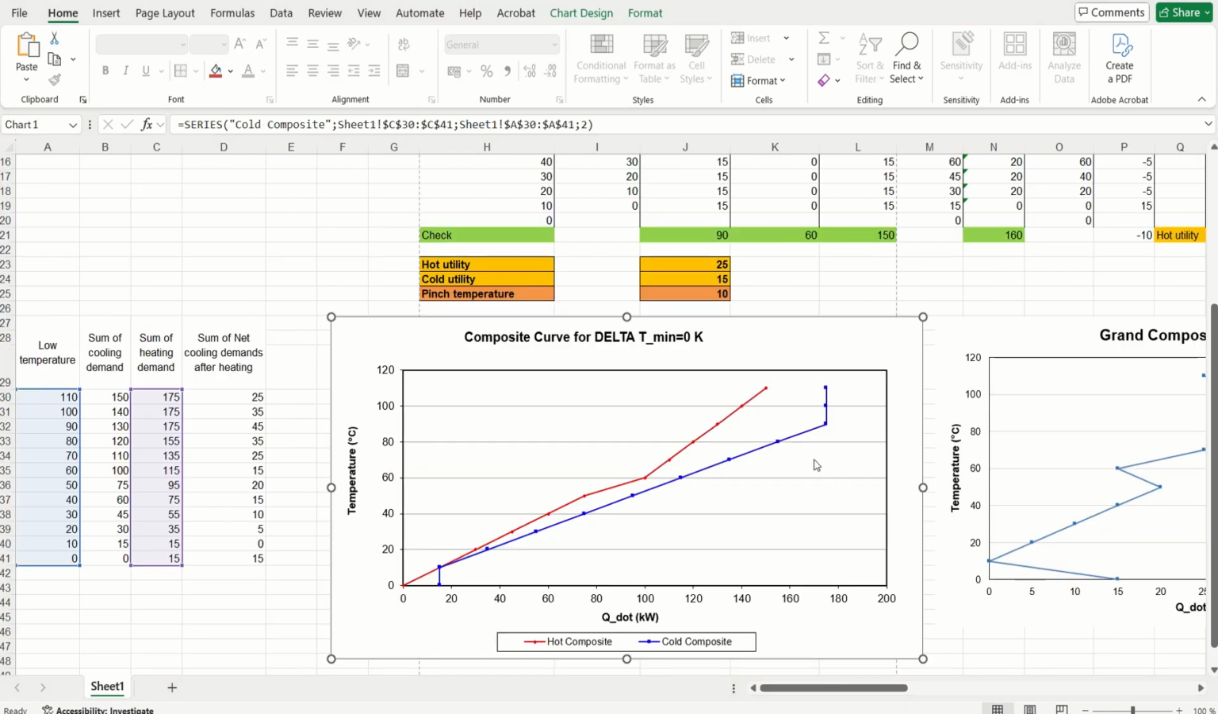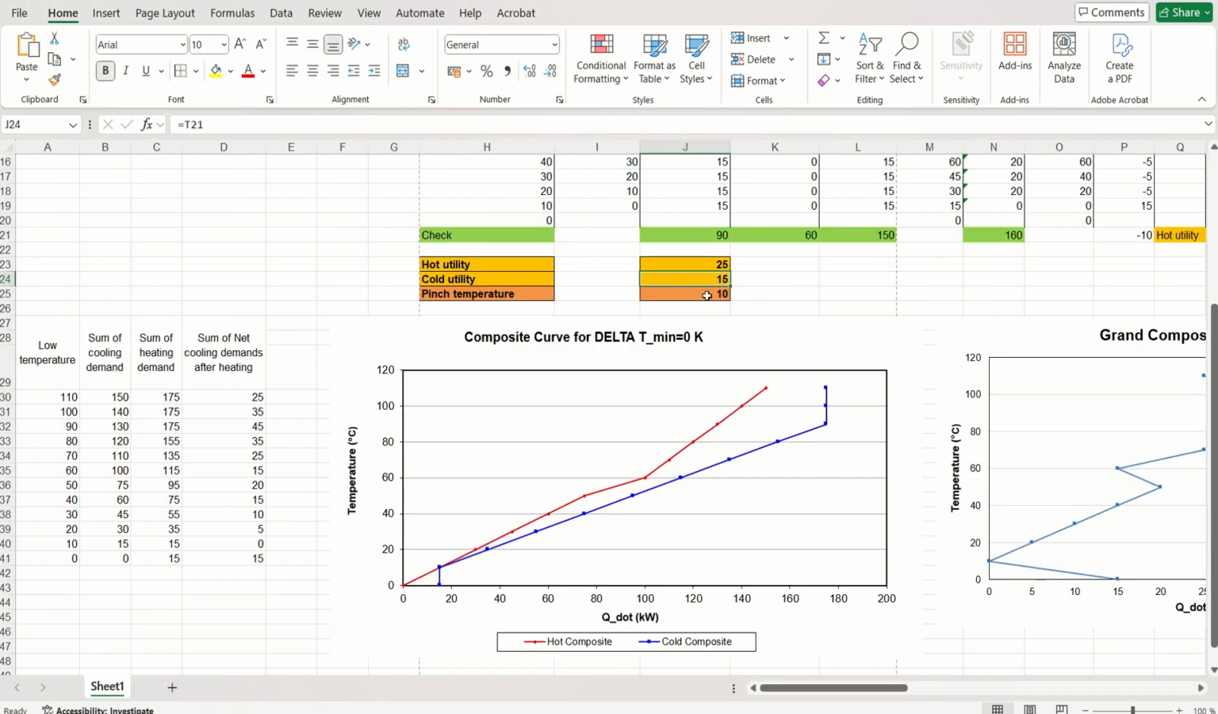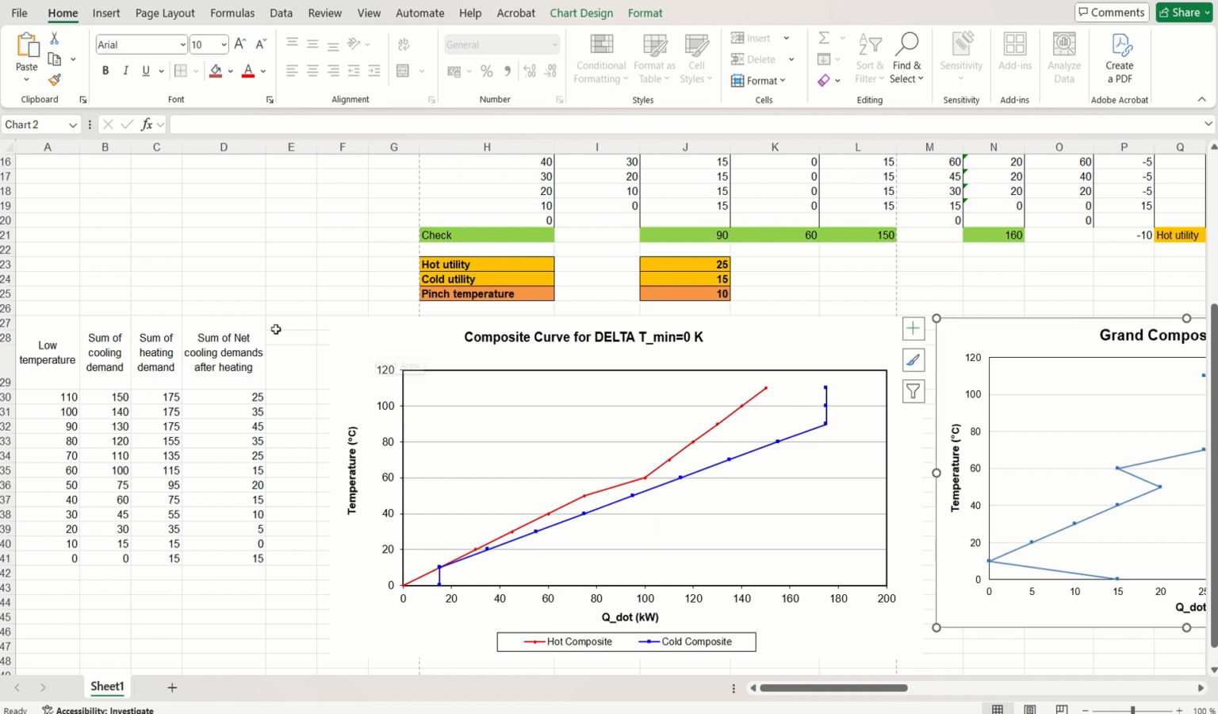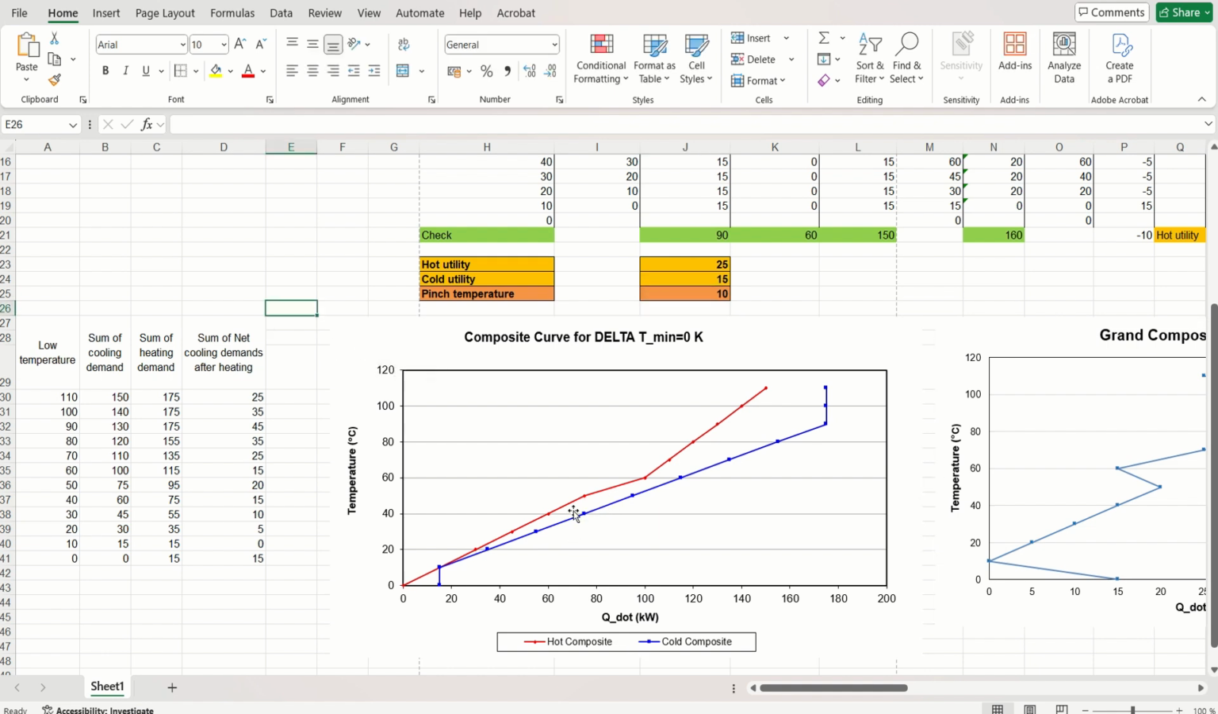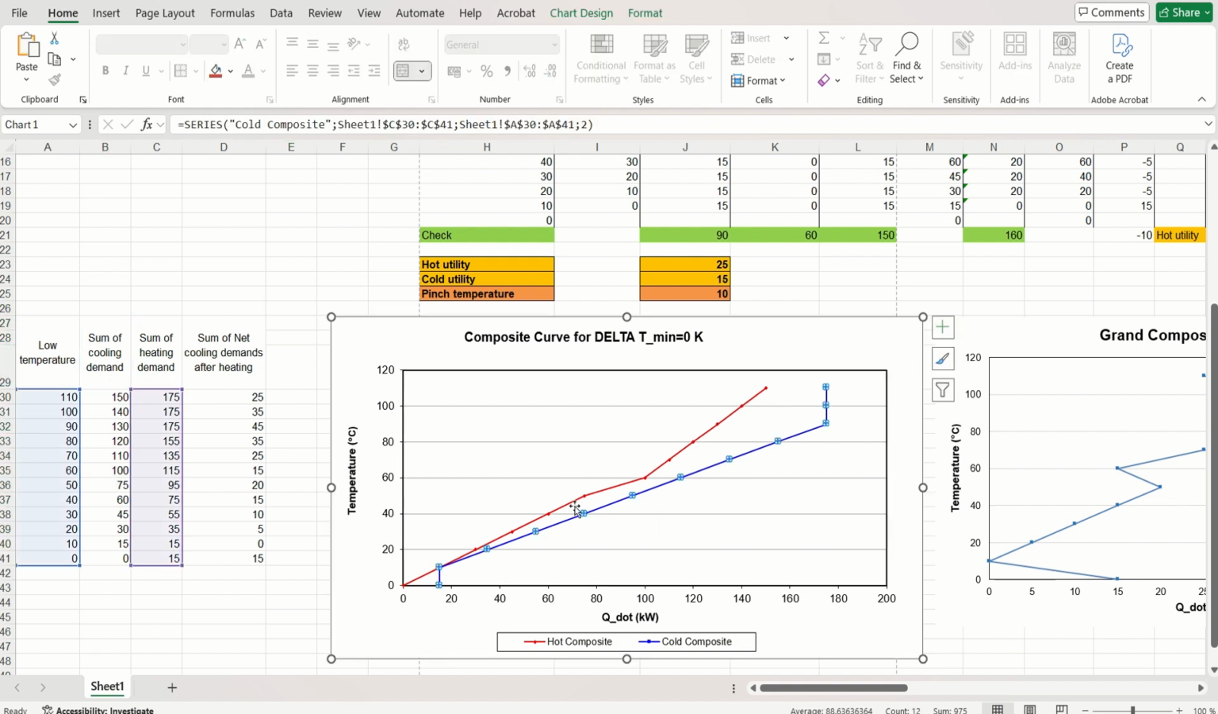So once the pinch point, hot utility, cold utility, and pinch temperature are all calculated manually, we will start plotting the composite and the grand composite curve. We know the composite curve is the cumulative of all the heating demand and the cooling demand in the process.